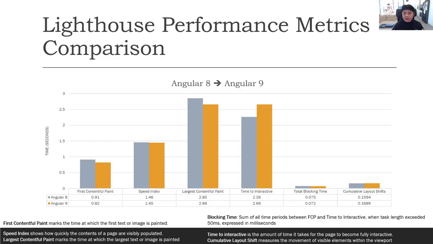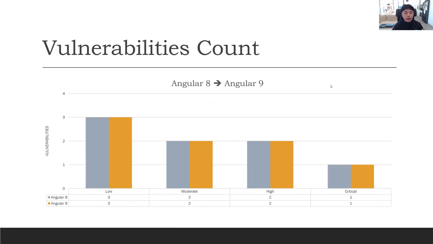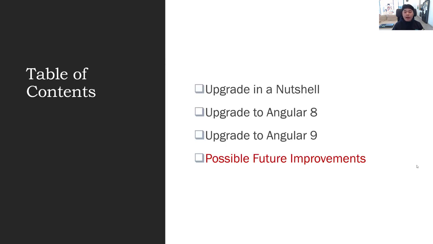And you can see the rest of the stats here. Moving on to the vulnerabilities count, it remains the same as Angular 8. So we are in a good place now. We can fix the critical one once we have the resources. So that's it on Angular 9.